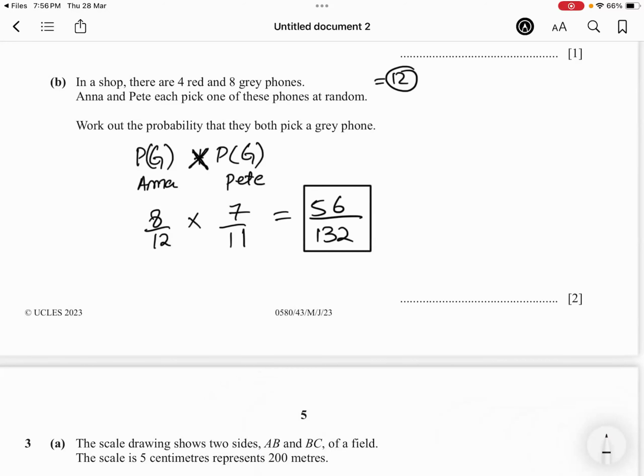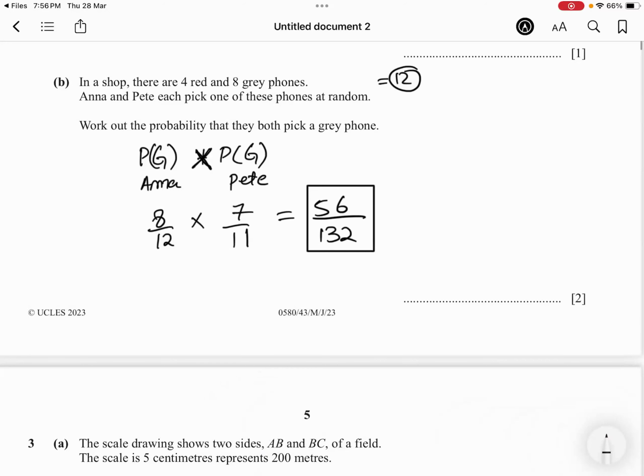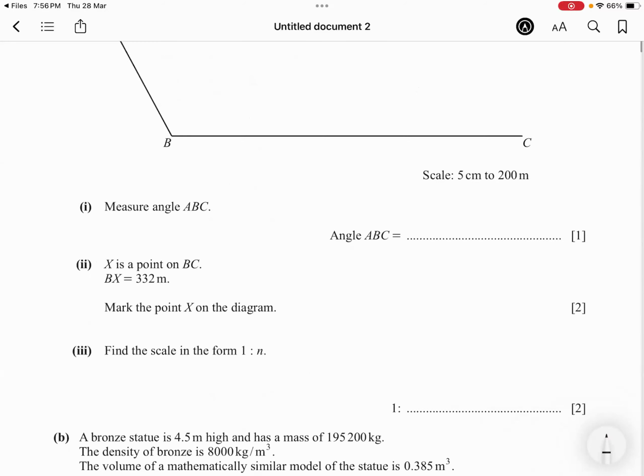Okay. Yes, sir. And if you get the simplified answer as well, that is also correct.